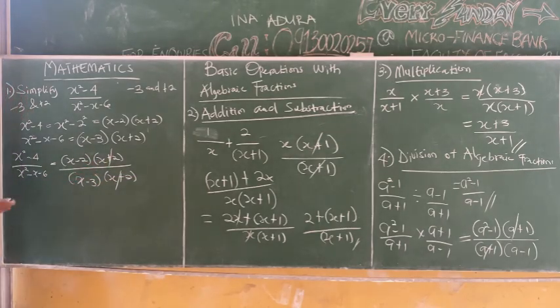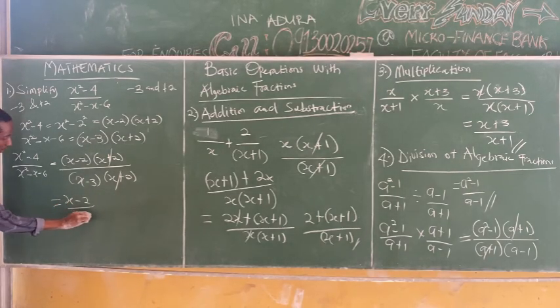This will cancel out. Therefore, we are left with x minus 2 all over x minus 3. This is the final answer.